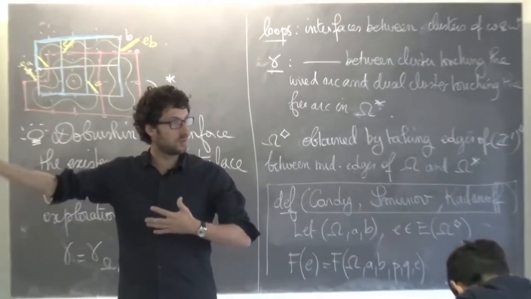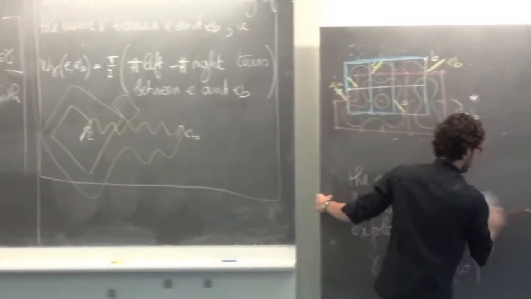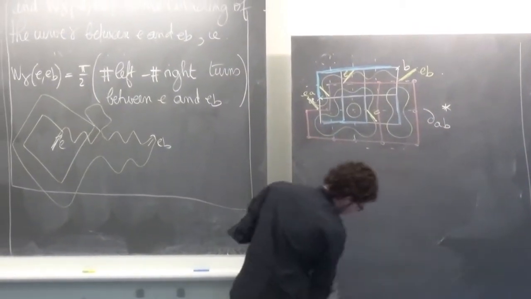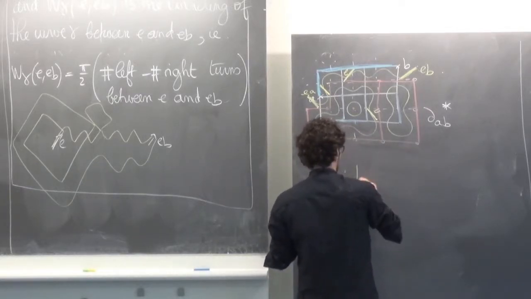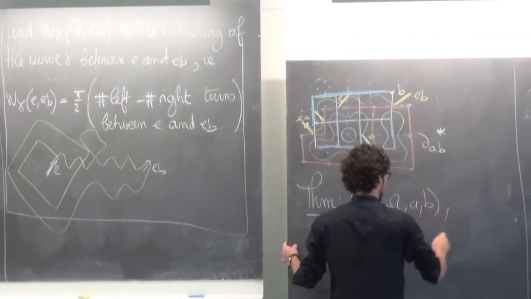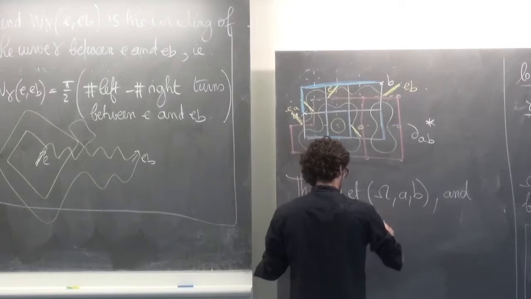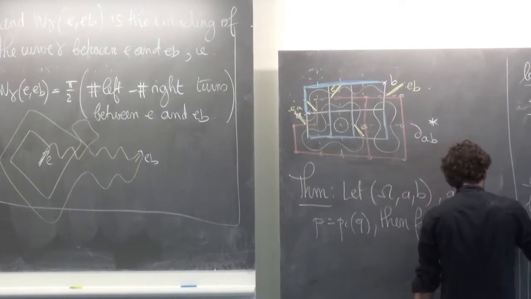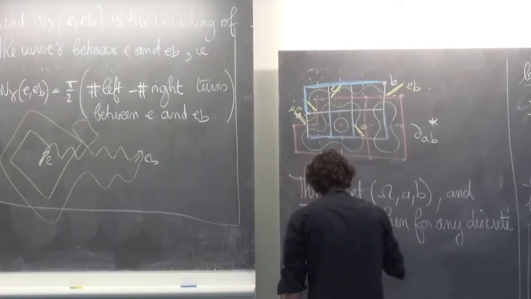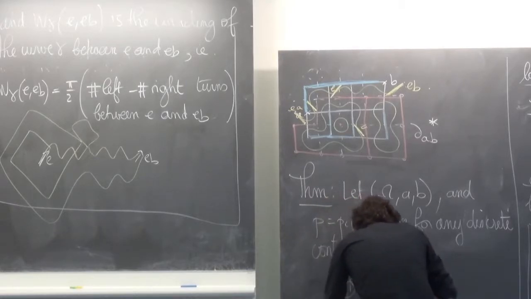Before, it was a nice, real, positive observable without this winding term. Well, you are right, but at the same time, this observable satisfies the following theorem, and that's going to be the main tool that we are going to use. So the theorem is: let omega A be given, and P equal PC of Q. Then for any discrete contour C, we have that the integral along the contour C of f of z dz is equal to 0.